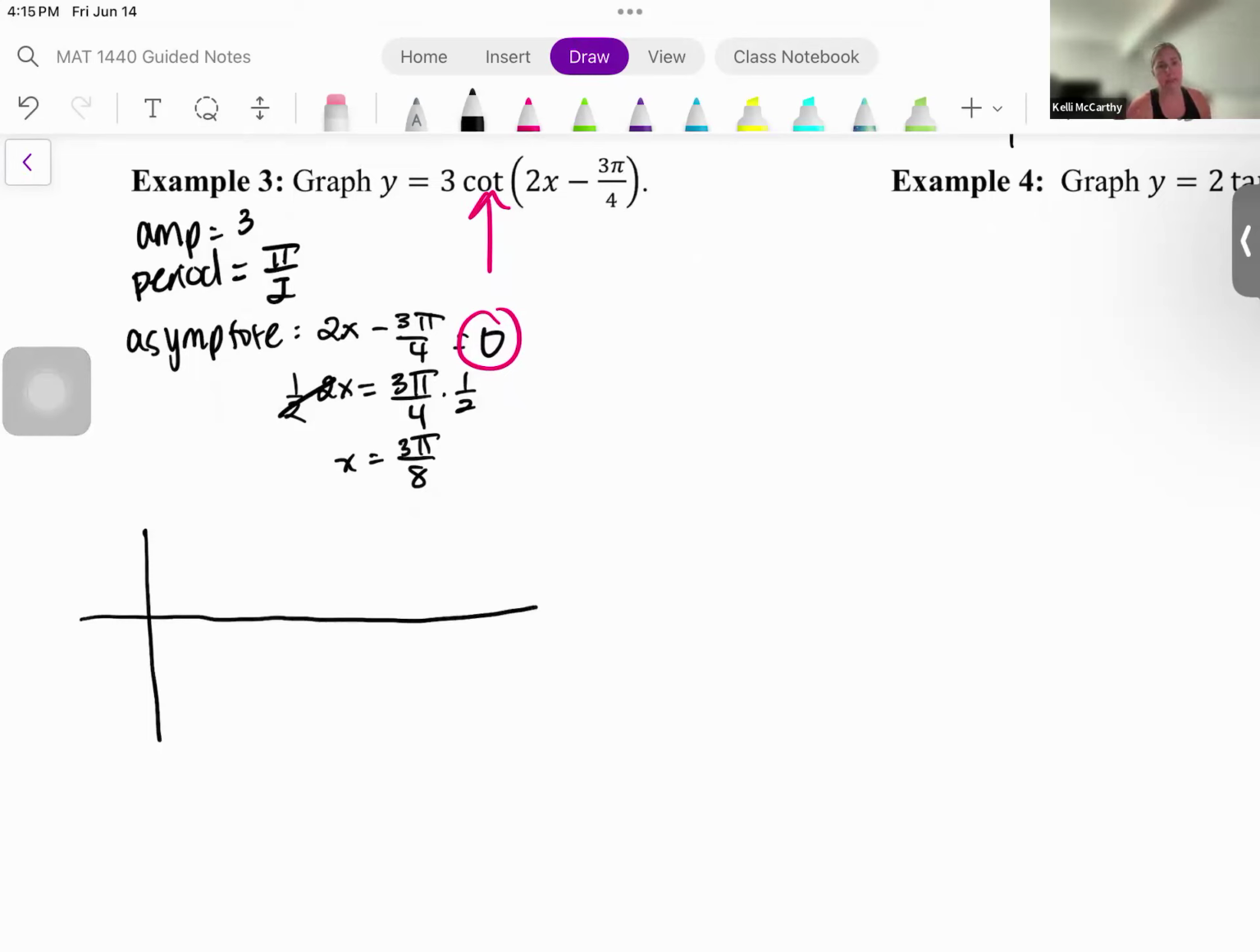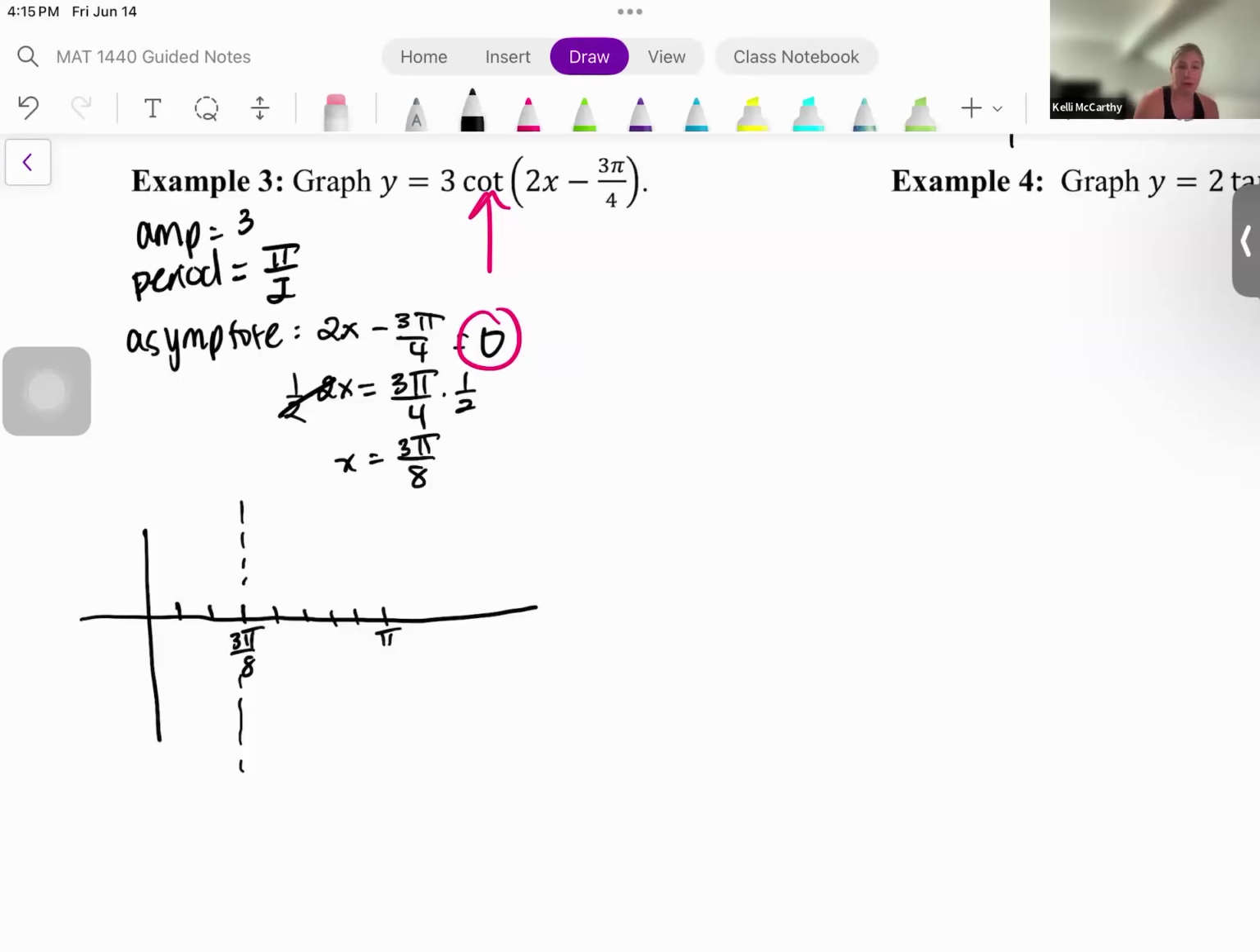Since our first asymptote's at 3 pi over 8, a good idea is to start making increments of pi over 8. So here's 1, 2, 3 pi over 8. Then 4, 5, 6, 7, 8 pi over 8. So there's pi.